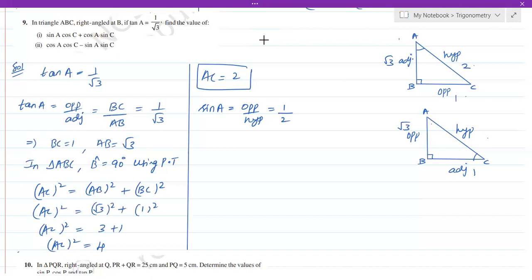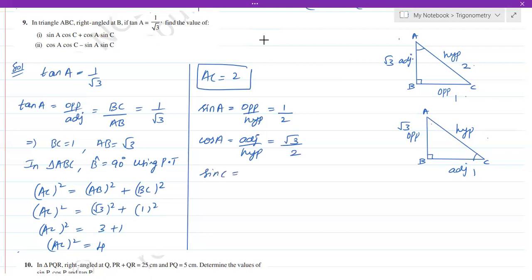Next, what do we need? We also need cos A. Let's find that. Cos is what? Adjacent by hypotenuse, isn't it? Now, cos A, the angle is at A, so we'll use the first figure. What is the value of adjacent? It is root 3. And what is the value of hypotenuse? It is 2.